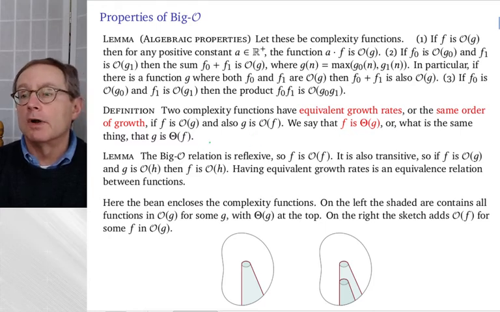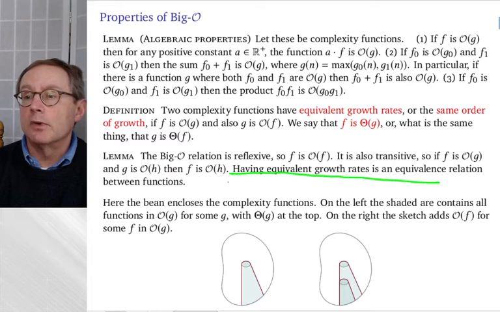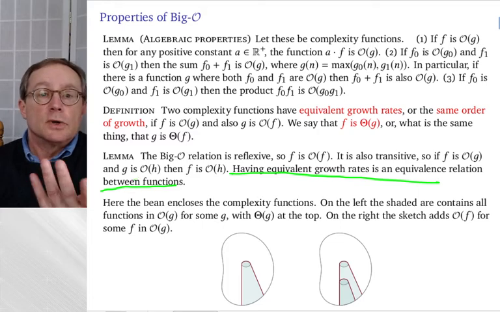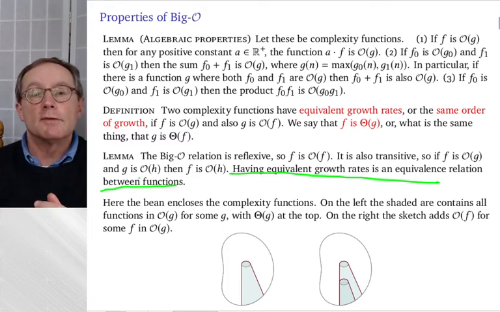The big O relation is reflexive, so f is big O of f. It's also transitive. If f is big O of g and g is big O of h, then f is big O of h. And then finally, having equivalent growth rates is an equivalence relation between functions. So if I say, for example, that 3x squared and 4x squared have equivalent growth rates, then you know that they belong in a category of a bunch of other functions, all the x squared type functions, that all have the same growth rate.